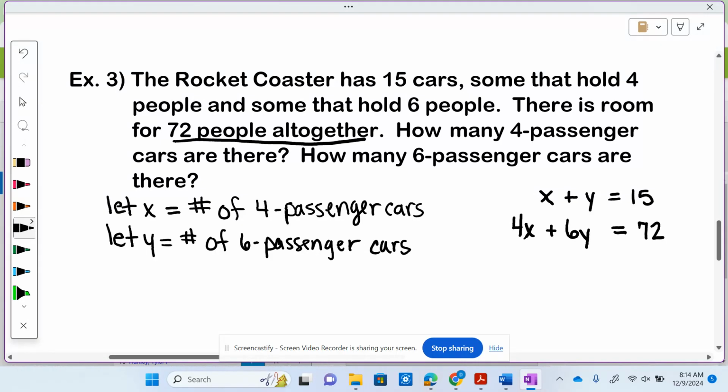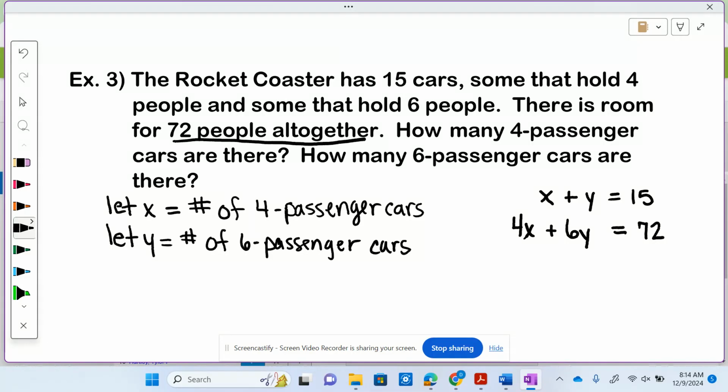So let's talk about why this makes sense. Remember that X is the number of 4-passenger cars. So if I have 5 4-passenger cars, 4 times 5 is 20 people. Y is the number of 6-passenger cars. So if I have 10 6-passenger cars, 6 times 10 is 60. That means that would be 60 people. So number of people has to equal number of people.